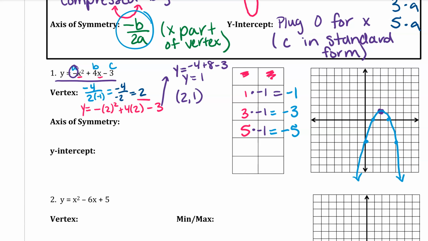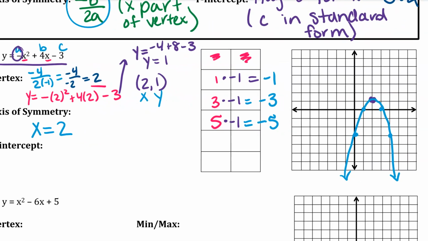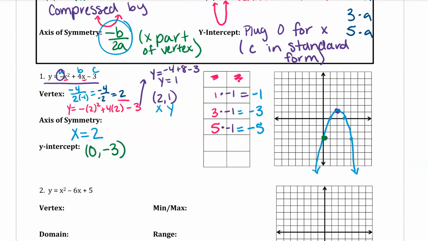So remember the axis of symmetry is the x part of your vertex. So x equals 2 is the x part. Then my y-intercept, you could plug in 0 into your equation, or you can look at your graph and go, oh wait, here's my y-intercept, which is at 0, -3. Or you could even look at it and go, oh yeah, it's going to be C, because if I plug in everything, it's going to go away. So more than one way to find some of these things sometimes.